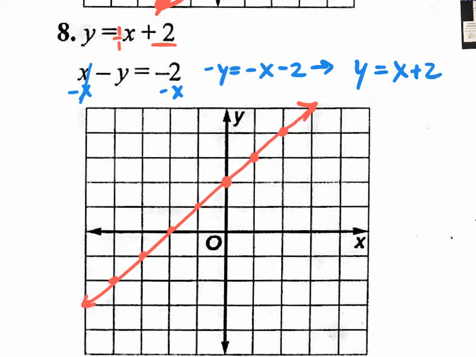Now, once again, I could stop right here. I already know the answer. There is not one single point of intersection, but it's actually the same exact equation, right?